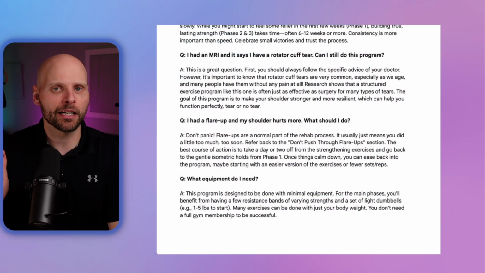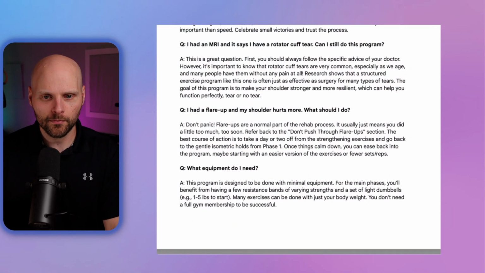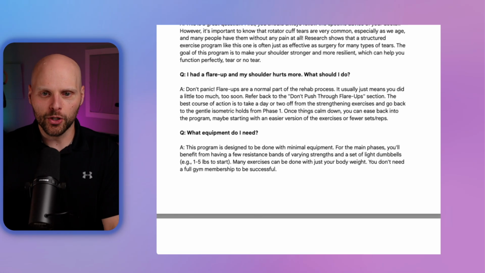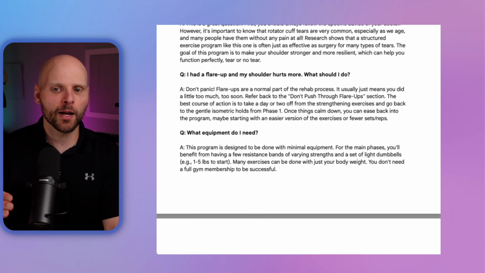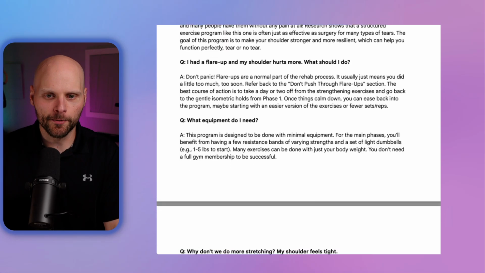If you have a small rotator cuff tear, that will probably be the first thing a surgeon does. If you go to a surgeon, they'll be like, hey, did you try rehab first? And they'll send you there anyways. So it's totally understandable that it can be scary to read that, but it is not necessarily game over. And then let's talk about flare-ups. What do we do? As I mentioned, just don't panic, stick with the process, don't push through flare-ups, listen to your body, all those things, no big deal.